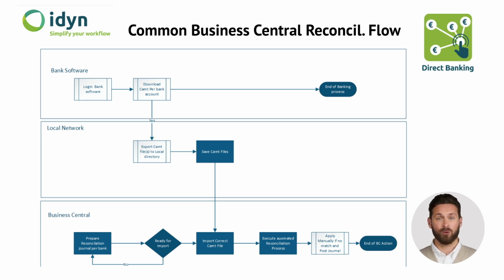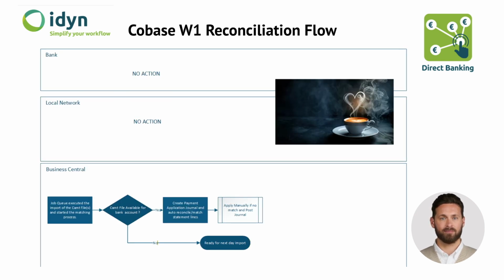In Business Central, you can import the files per bank account. The payment reconciliation journal is used for this action. After the import of the CAMT.053 file, the user can execute the automatic reconciliation process. These are all manual actions per bank and per bank account.